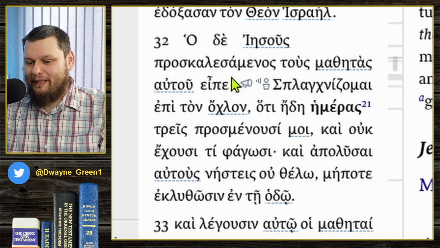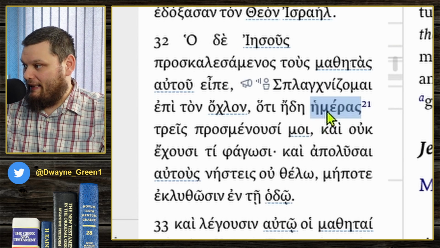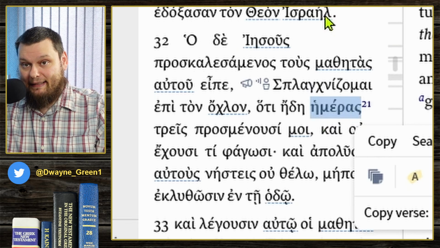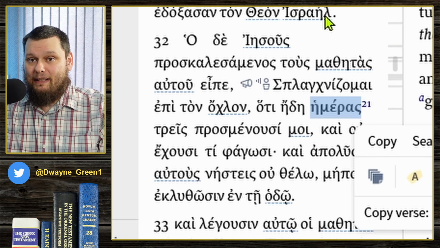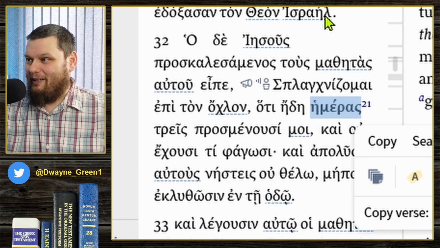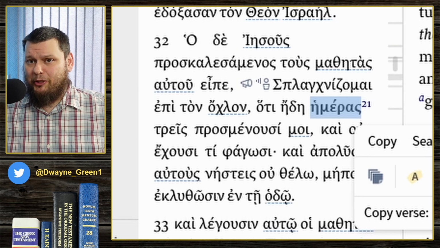Now, the other interesting aspect of this variant here is that this is clearly in the Scrivener's text anyway, the accusative of time. And so what that means, for those who don't really do anything with Greek, is that the accusative of time is specifically answering the question, how long?